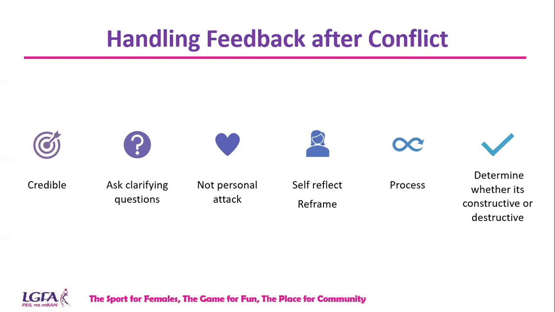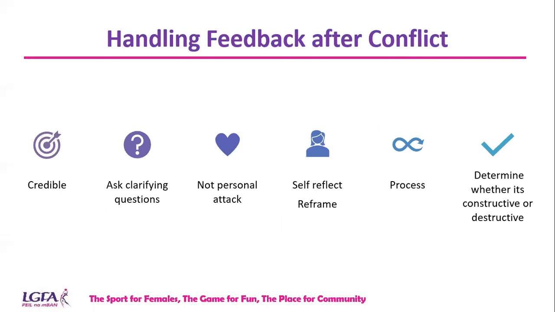Handling feedback after conflict. I think if your game's had conflict as a referee, you need to think about why that conflict occurred. Could I have done anything different? And what can we change to make sure it doesn't arise again? When you're getting feedback, make sure it's from a credible source, from somebody you trust and somebody who knows the rules, not just somebody who's giving their opinion for the sake of it.